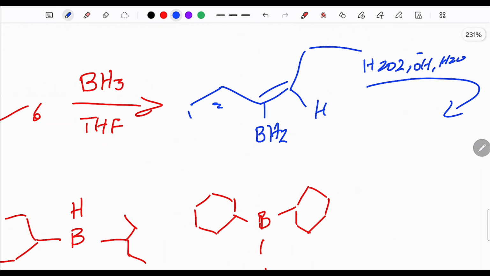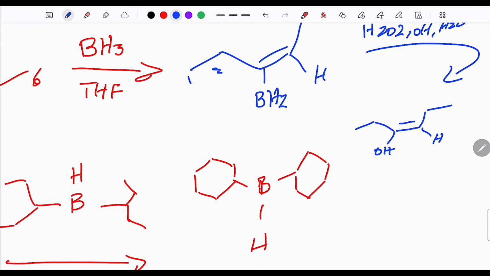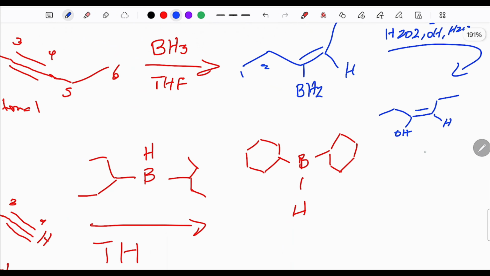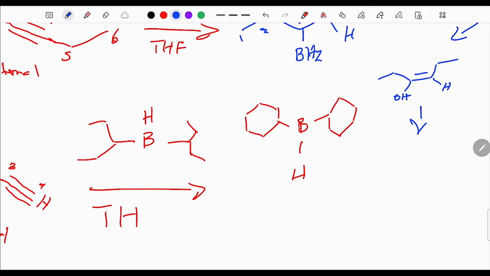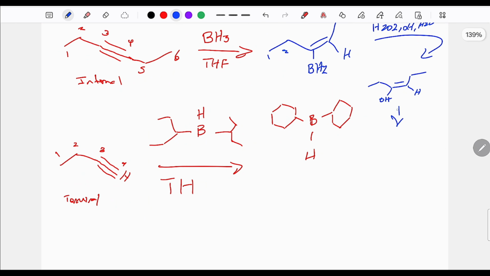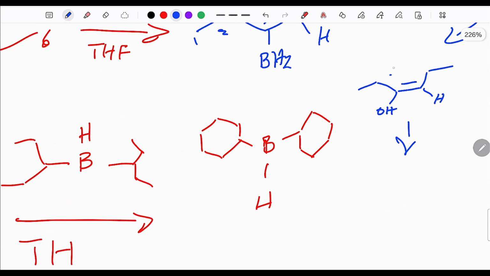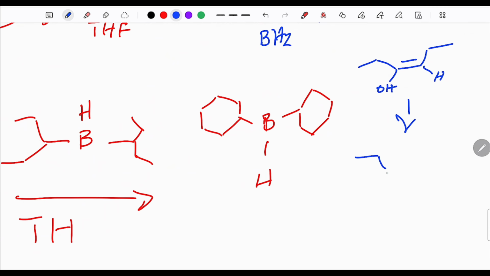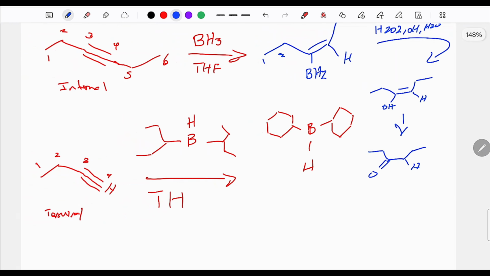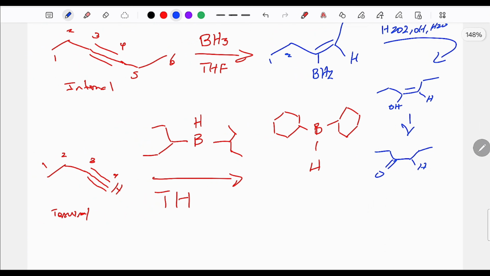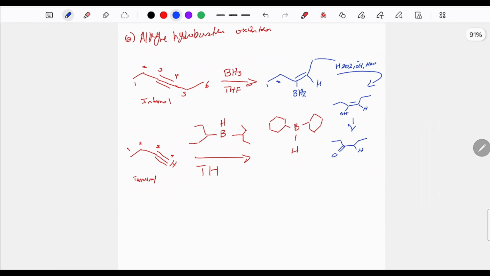So you have your enol intermediate, and that enol intermediate will, of course, tautomerize into, in this case, what? A ketone. Why a ketone? Because there is a carbon on this side and there's a carbon on that side, and so it will give us a ketone. If you want to kind of see, there you go. That is our corresponding ketone.